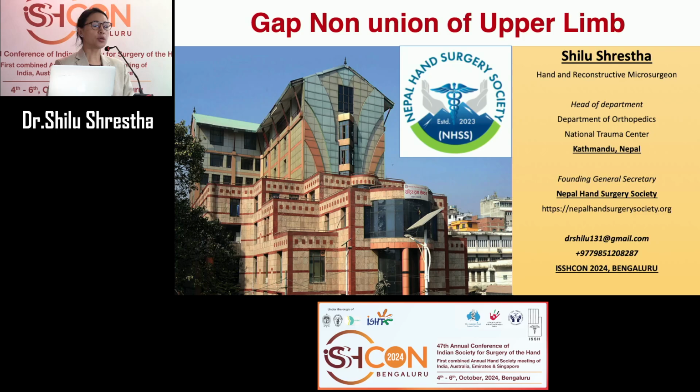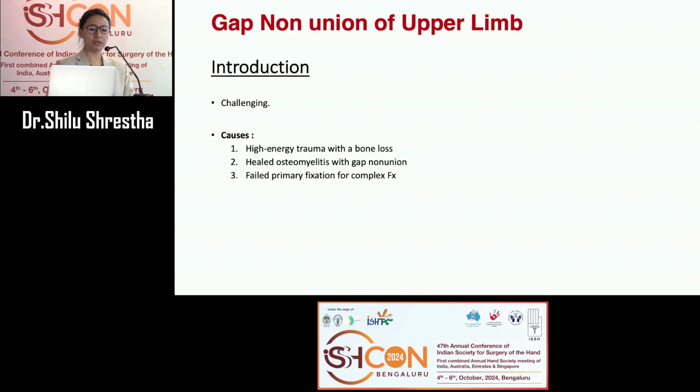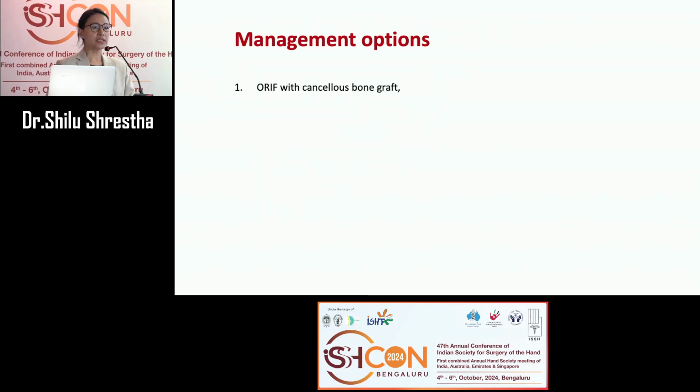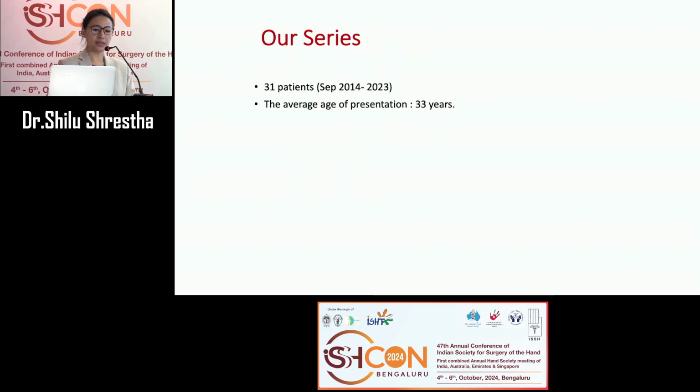So I'll be talking about gap non-union of the upper limb, which is a challenging injury to the orthopedic, plastic, and hand surgeon. The most common causes are high energy trauma, infective non-union, failed primary fixation, resection of bone tumors, and gunshot injuries. There are various management options described, from cancellous to corticocancellous graft, vascularized or non-vascularized fibular strut graft, distraction osteogenesis by ring fixator, and the Masquelet technique.